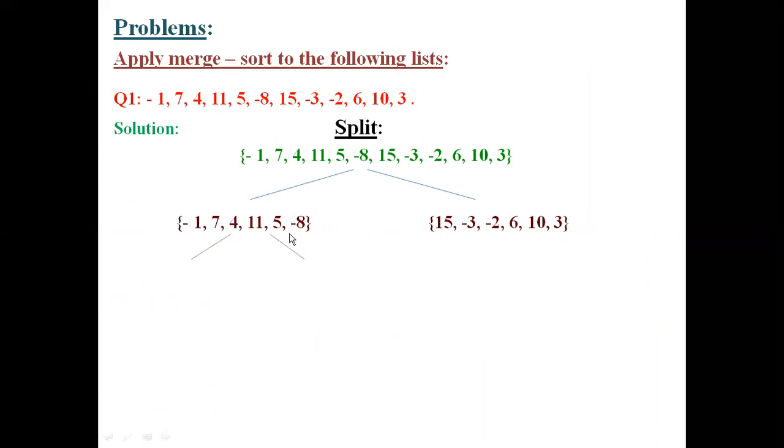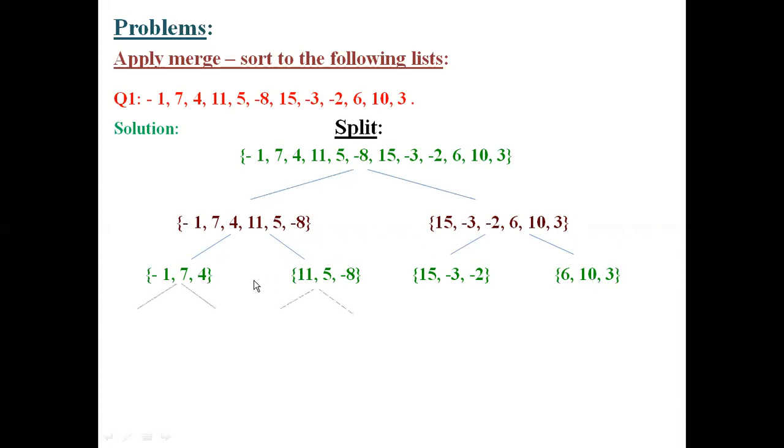Similarly, we have 6 elements. We are going to divide or split into left and the right part. So the left part has 3 elements, and again the right part has 3 elements. So minus 1, 7, 4 to the left, 11, 5, minus 8 to the right. Similarly, 15, minus 3, minus 2 to the left, and 6, 10, 3 to the right. Again, exactly split into half.